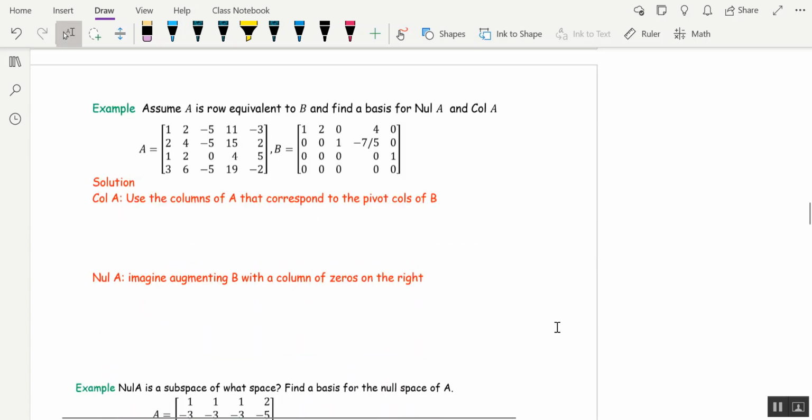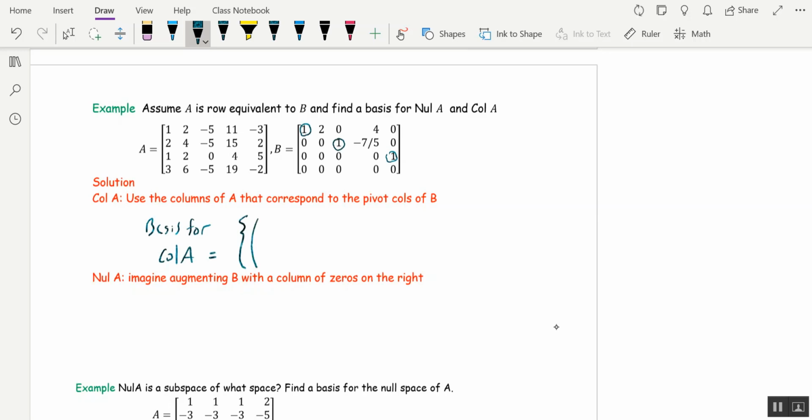Here I've got a matrix A and its row equivalent matrix B. We want to find a basis for null A and a basis for col A. So let's do col A first, that's easiest. We look at the pivot columns of B, that's 1, 3, and 5, and we use the corresponding columns from A. So a basis for col A is squiggly brackets and put in columns 1, 3, and 5 of A.